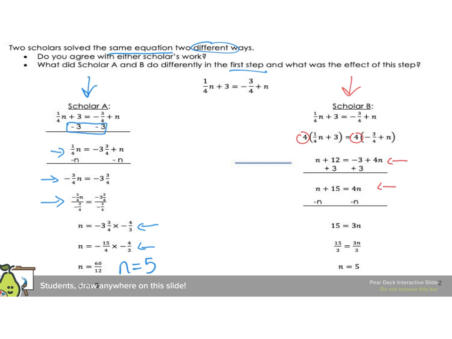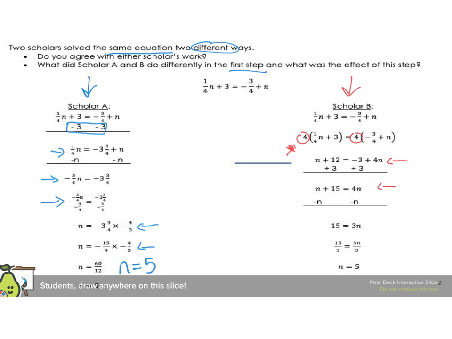So what was the difference in the first step? Well, step 1, scholar B multiplied by 4 instead of subtracting 3. Multiplying by 4 seems to have made, sorry, my dog is playing with the buzzer. Multiplying by 4 seems to have made this equation much easier to solve because it got rid of the fractions. And then we just follow the steps.